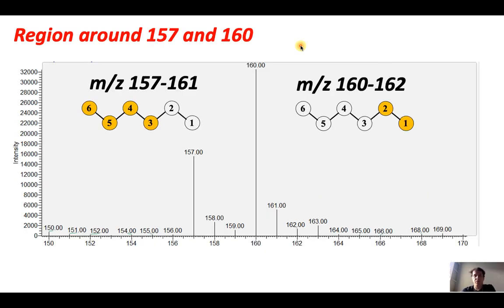We also have one overlap between 157 and 160. So 157 has 4 carbons, the carbons 3, 4, 5, and 6, and the 160 has the carbons 1 and 2 of the glucose. And you can see here the region is quite okay, so the intensity is quite high for both 157 and 160. But this intensity here, of course, includes something from the M3 of the 157, and the 161 includes the M1 from this fragment and the M4 from this fragment.